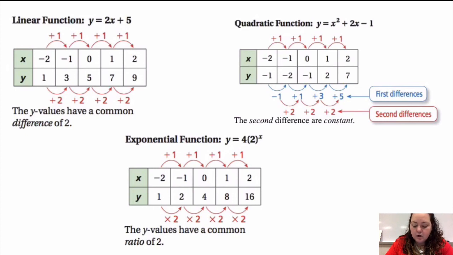And then quadratic functions are a little different. I have y equals x squared plus 2x minus 1. My x values are just increasing by 1 every time. But my y values, at first, it's going minus 1, then plus 1, then plus 3, then plus 5. But the second difference, to go from negative 1 to plus 1, we added 2. Okay, so my second differences are constant. So if you notice that in the table, then it is a quadratic function.